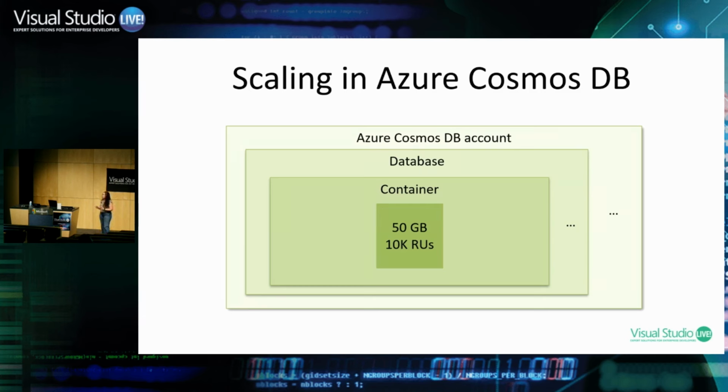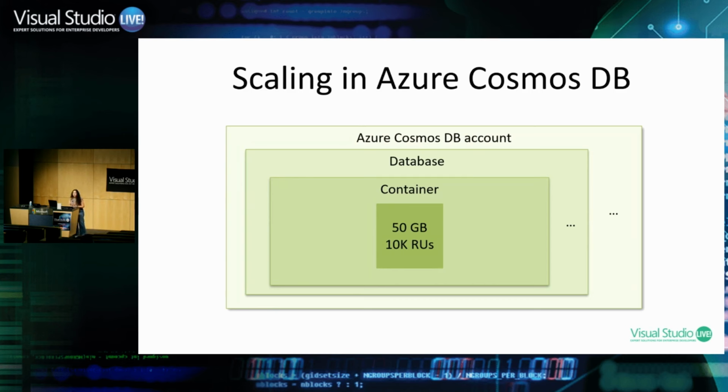Now, 10,000 RUs, RU stands for request unit, and it's basically an abstraction of the amount of throughput that your application can handle. So a point read of a 1 kilobyte document costs about 1 RU. So that's kind of the measurement of what an RU is. If you're doing a write operation of a 1 kilobyte document, it's probably going to cost somewhere between 5 and 7 RUs.